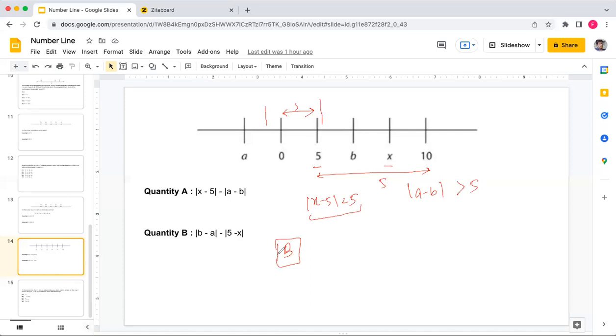Anyone got the point? Quantity A has to be less than 5 and quantity B has to be greater than 5. Shall I move forward to the last question? Okay, the simplification part.